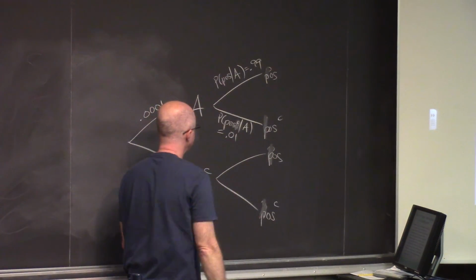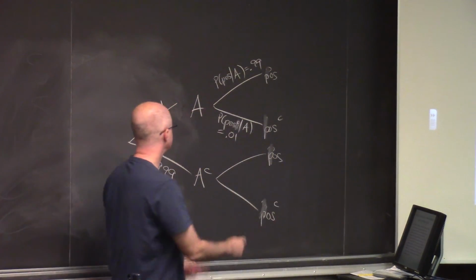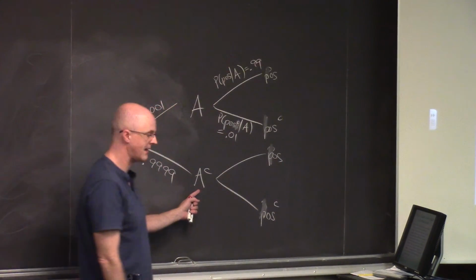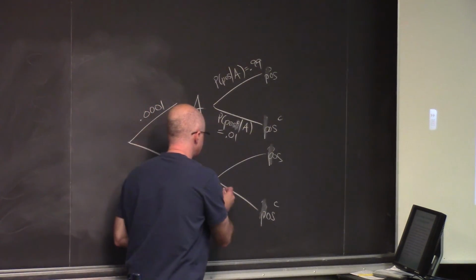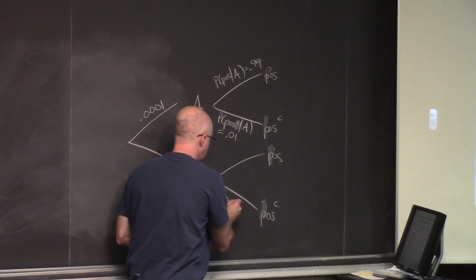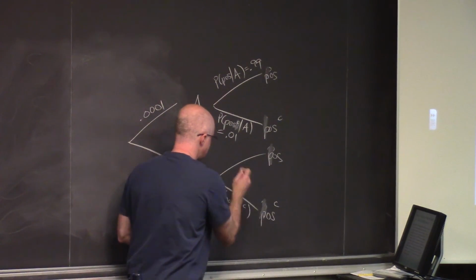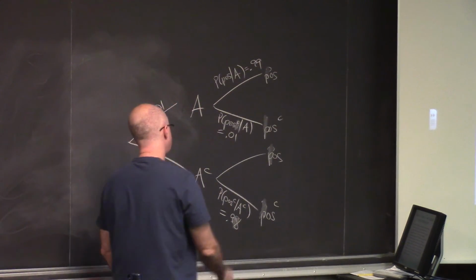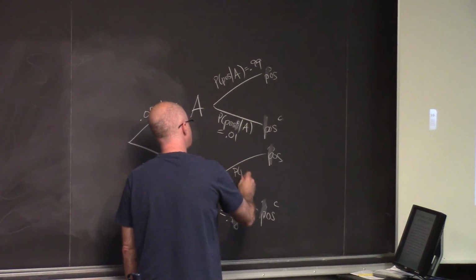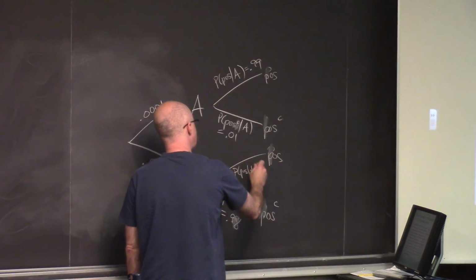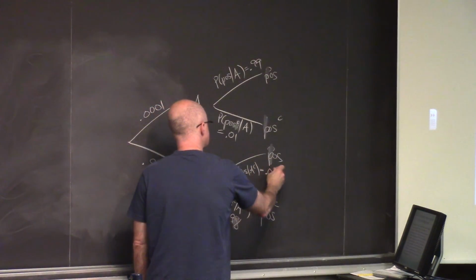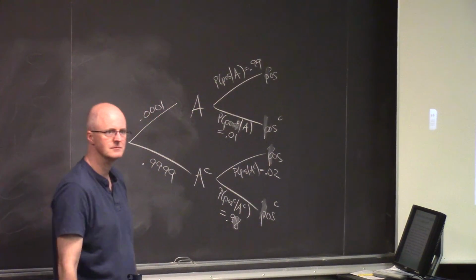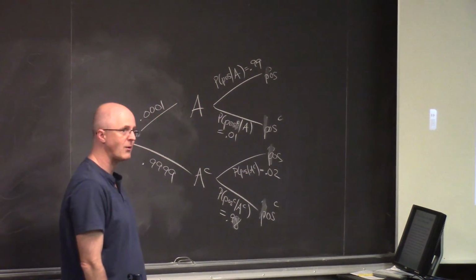You can do the same kind of thing down here. 98% of the time when people are known to not have the disease, the test comes back negative correctly. That's 0.98. And that means 2% of the time the test comes back incorrectly as a positive test result when they don't have the disease. Not quite done.